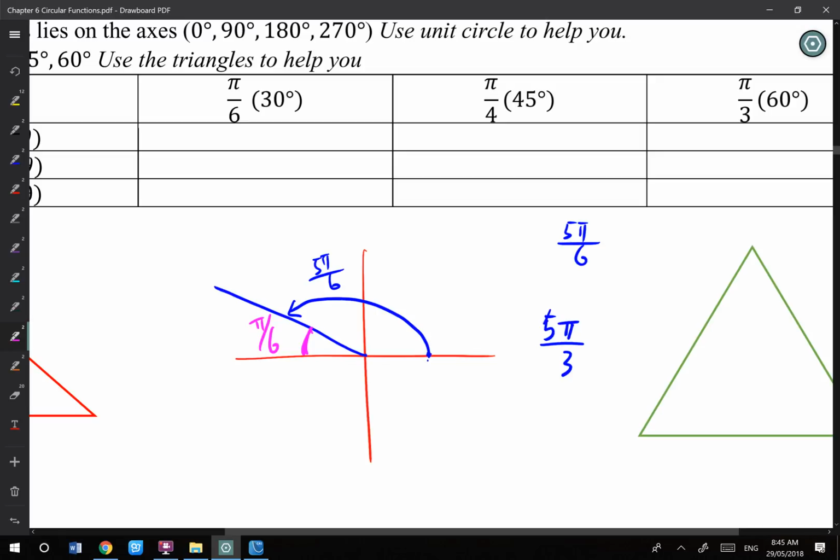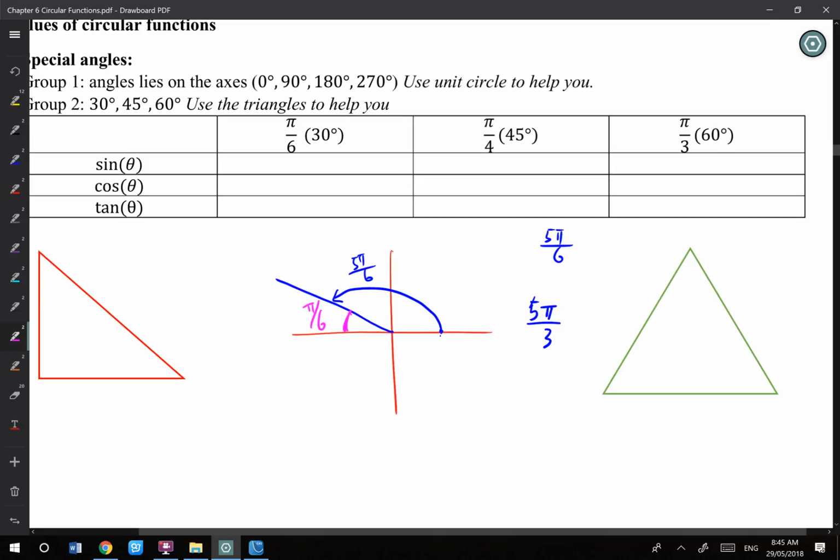So any angle with a reference angle of 30, 45, or 60 degrees is a special angle as well. We can directly evaluate them. So before we know how to evaluate those angles, let's think about the ratios for 30, 45, and 60 degrees.